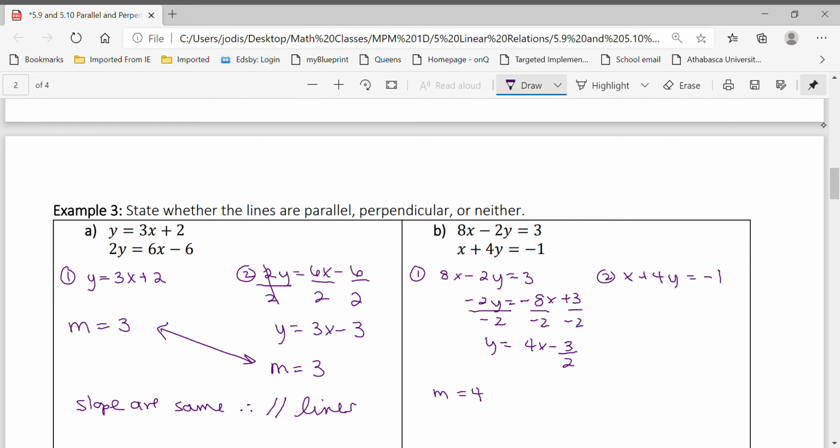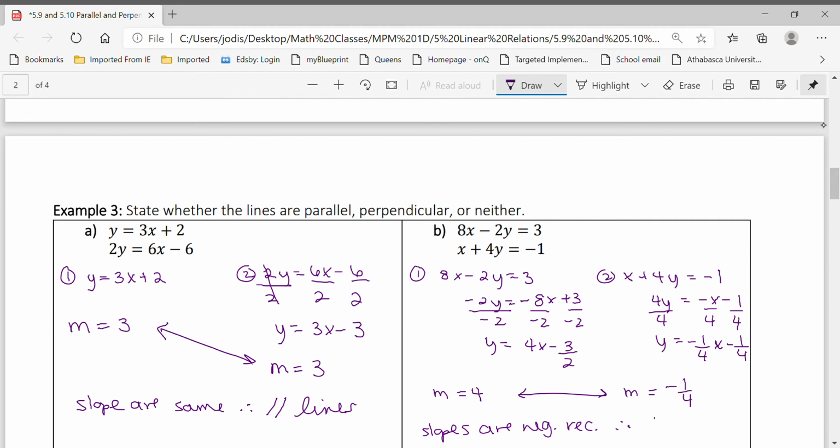In the second one, we can move over the x and divide everything by 4. And we can write 1/4x. That's always allowed if you don't like looking at x over 4. And in this case, my slope is -1/4. So over here we have 4 and -1/4. These are negative reciprocals. So our slopes are negative reciprocals. Therefore, we have perpendicular lines.